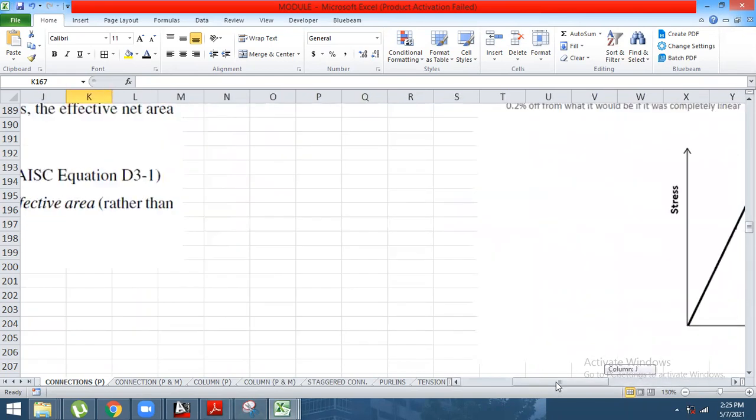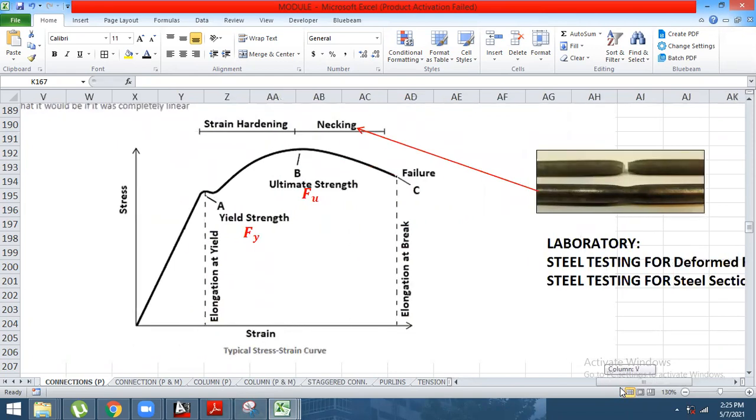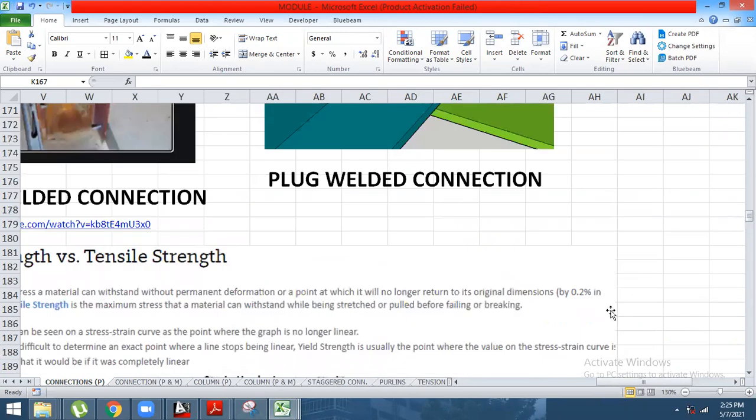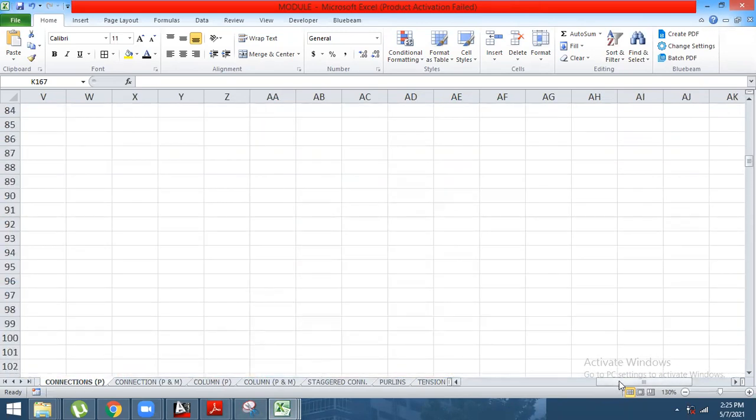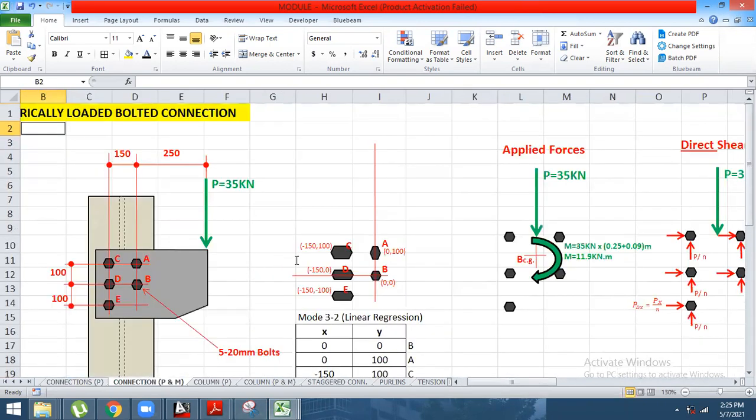So ganyan yung nangyari sa lahat ng materials natin. So steel beam, steel column. Okay, so let's solve a problem for the connection, for the eccentrically loaded bolted connection.